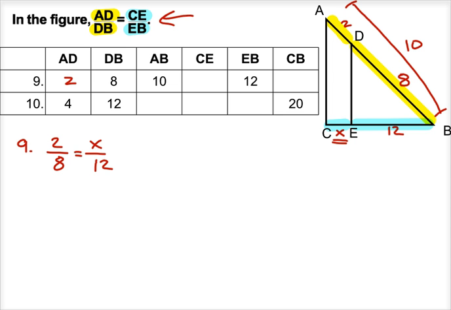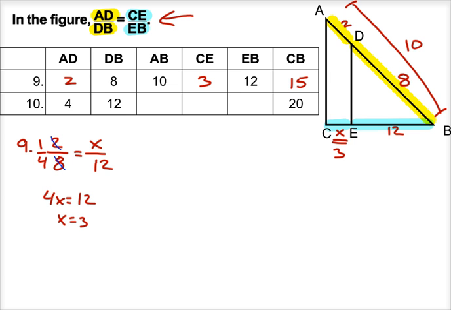I'm going to notice that I can reduce between the 2 and the 8. Don't reduce between the 2 and the 12 because there's an equal sign in the middle, but I can at least reduce between the 2 and the 8 and reduce it to 1/4. So if I cross multiply from here, I get x times 4 is 4x. Diagonally, 1 times 12 is 12. Divide by 4, and x equals 3. So CE is 3. Well, and if I know CE and EB, 3 and 12, add them up is 15. So CB is going to be 15.